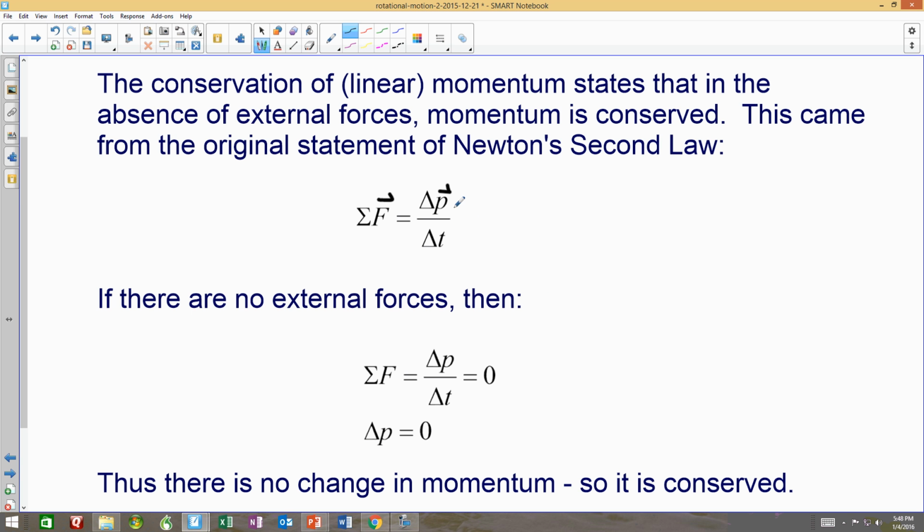Okay, so momentum being mv, we can set this equal to, sorry, I'm writing with a mouse and my mouse stopped on me, m delta v over delta t. And what's delta v over delta t? A.